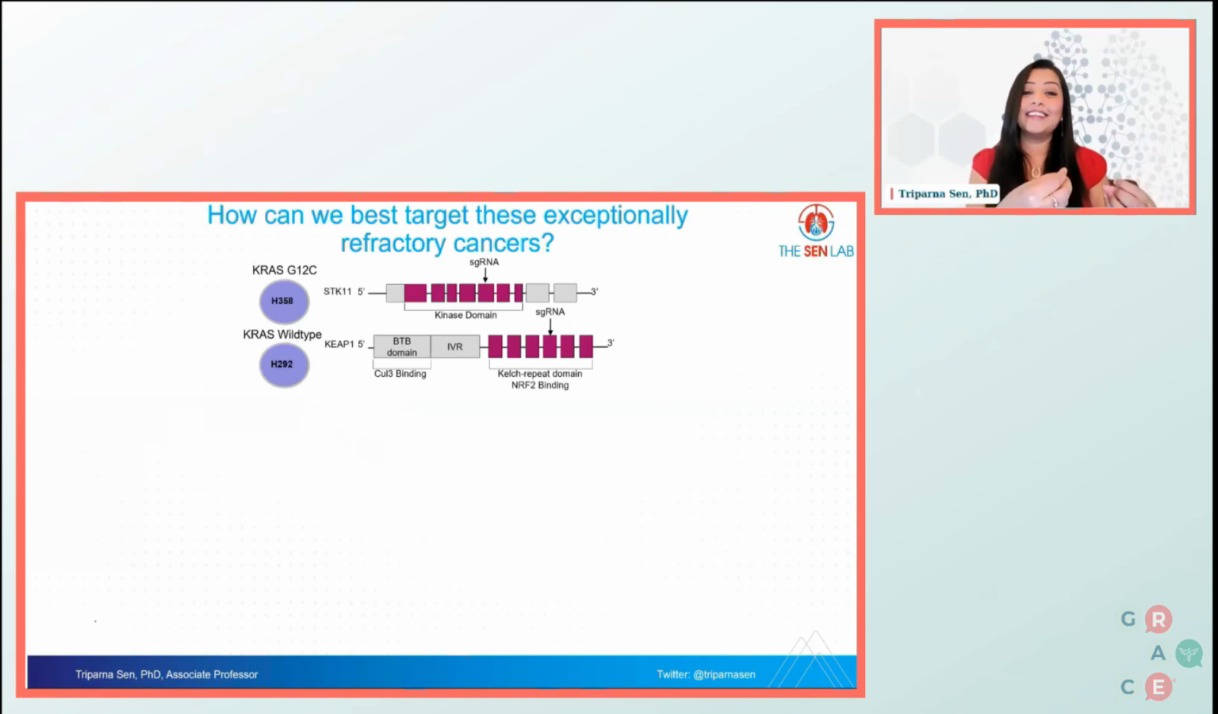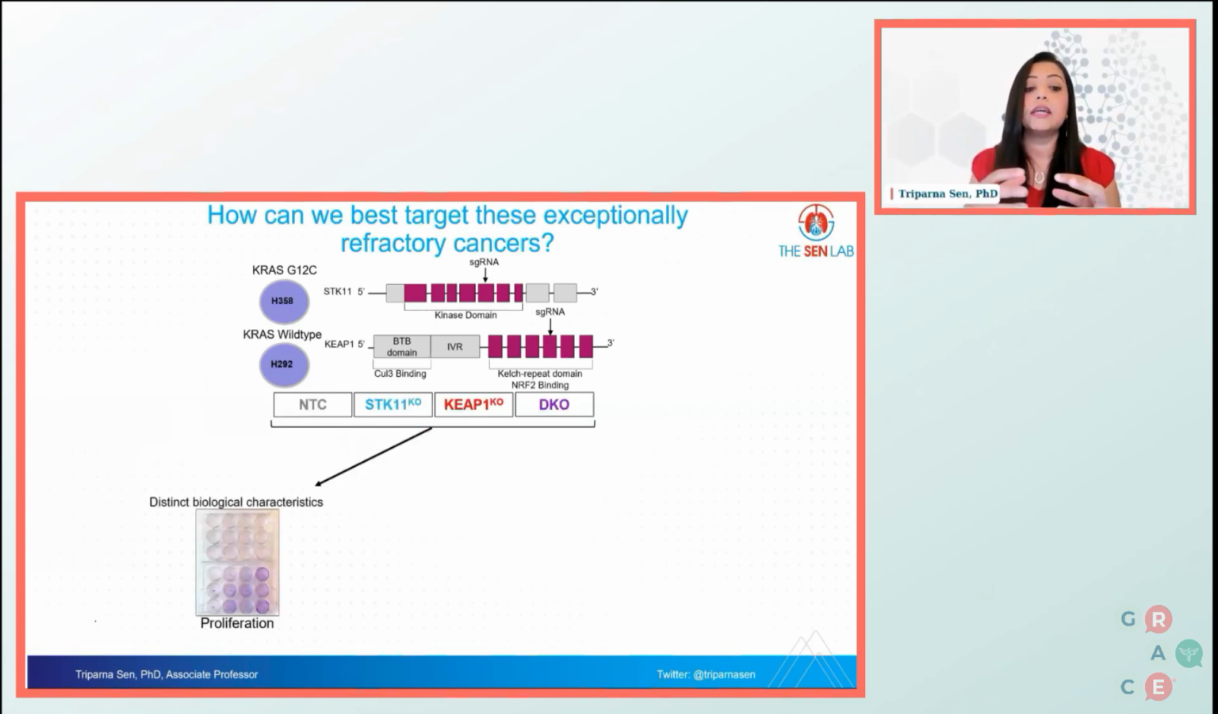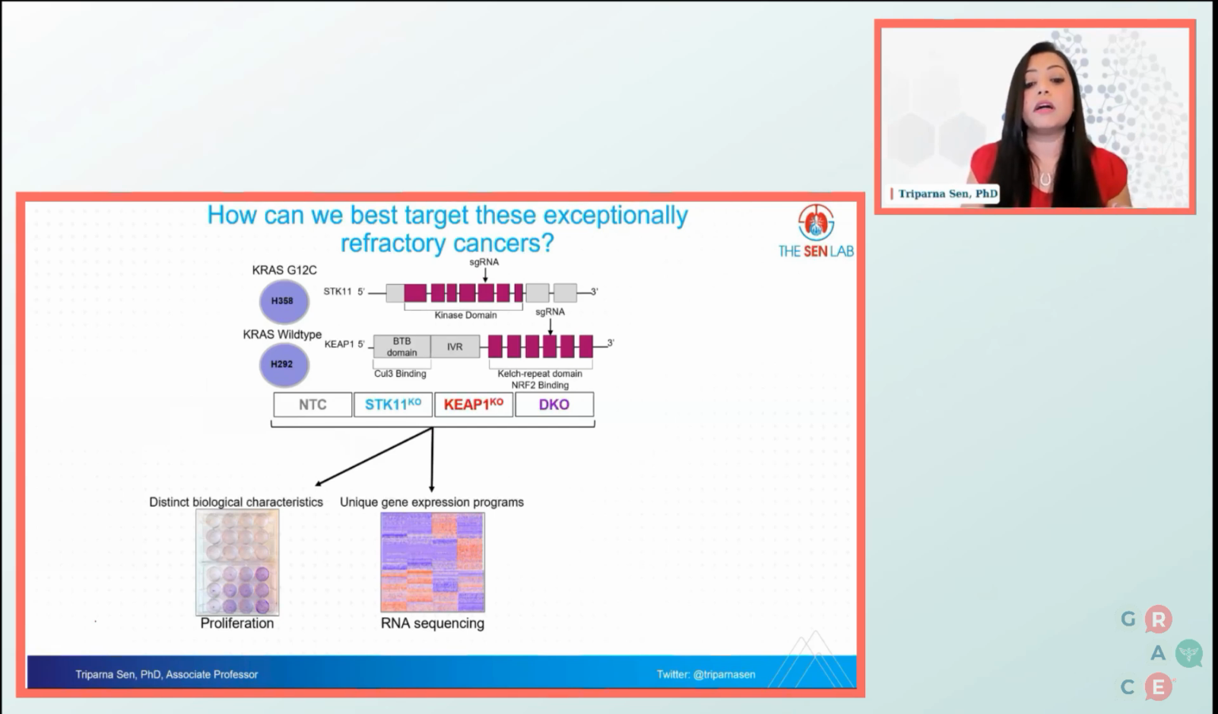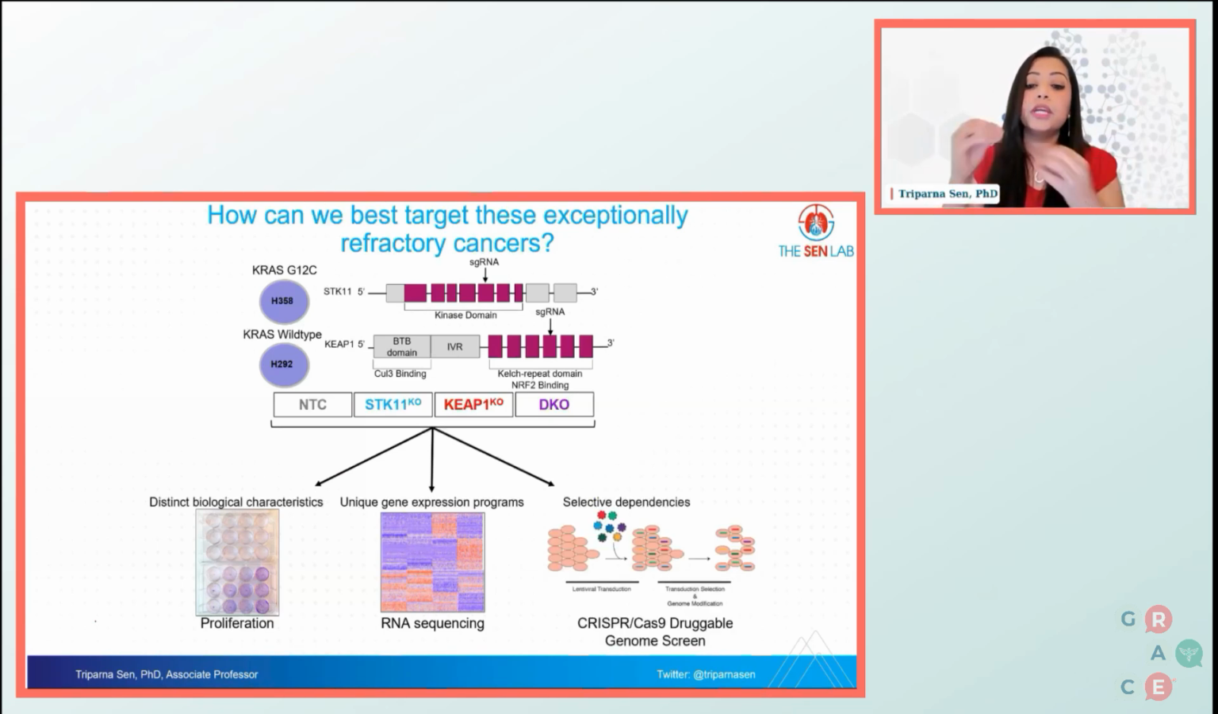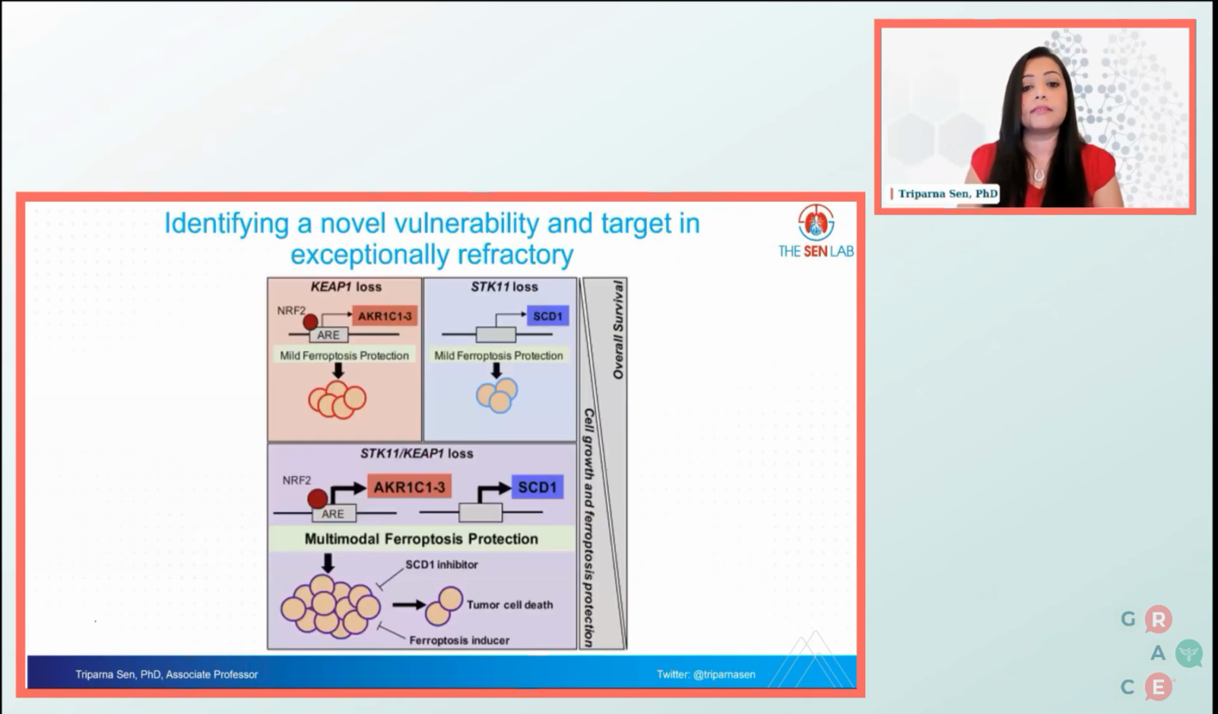For that, we use the cell lines in the lab, and that is the utility of cell lines. We use these two cell lines, H358 and H292. We knocked out, or deleted, these genes in these cell lines, and we wanted to study the biology, what we can learn from the RNA, through a process called RNA sequencing. I'll talk about RNA sequencing in a bit. And also with CRISPR screens, where we delete different genes in these models and then try to identify what happens and what the phenotypes of these cell lines are.